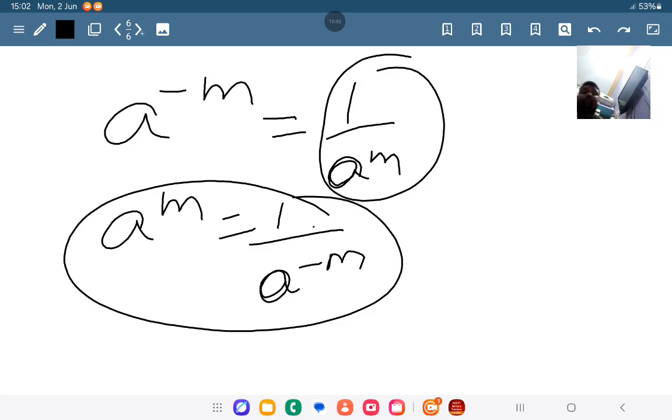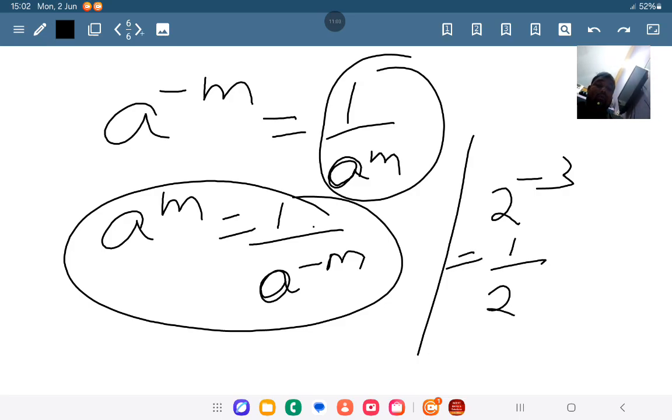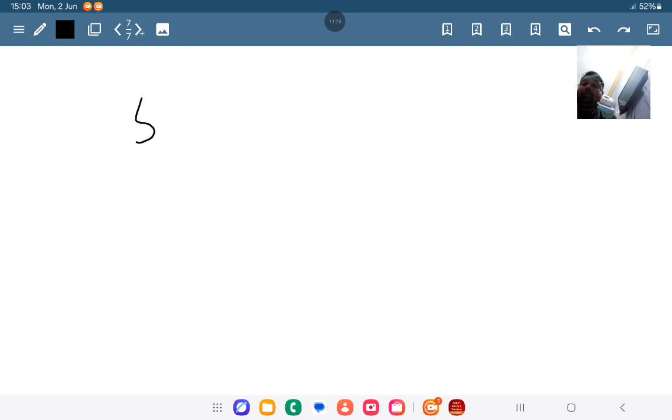Okay. Now, one example. Suppose 2 to the power minus 3. What is the value of 2 to the power minus 3? That will be 1 by 2 to the power 3, like this. That is equal to 1 by 8. Because 2 to the power 3 means you have to multiply 2 three times: 2 into 2 into 2. 2 into 2 is 4, into 2 is 8. So the answer will be 1 by 8. Okay. If it's 5 to the power 7 and you want to make its power negative, then it will be 1 by 5 to the power minus 7. Okay.